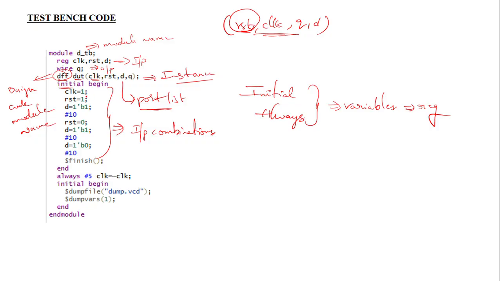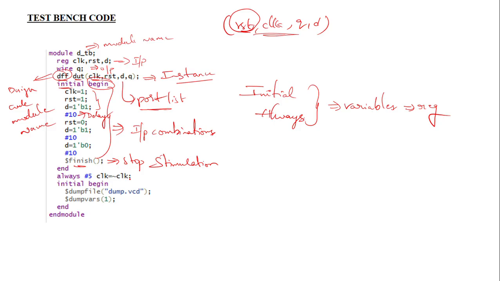So first, initially I give clock value equal to 1 and reset value equal to 1. If the reset value is equal to 0, what will happen? Your Q is directly equal to 0. I give different combinations, and after some delay I give other combinations, and again after some delay I give different combinations, and finally I use the finish keyword. Why do you use this finish keyword? To stop the simulation. For stopping the simulation use this finish keyword. Then end, the initial begin will end here.